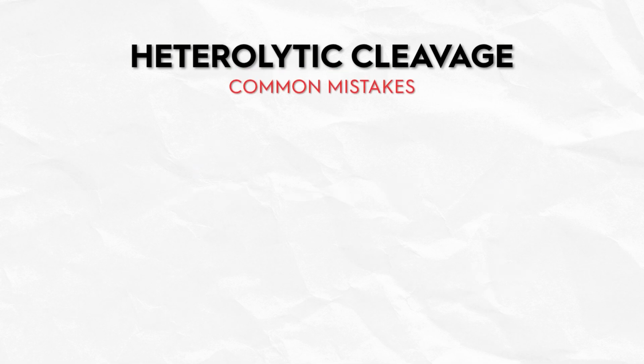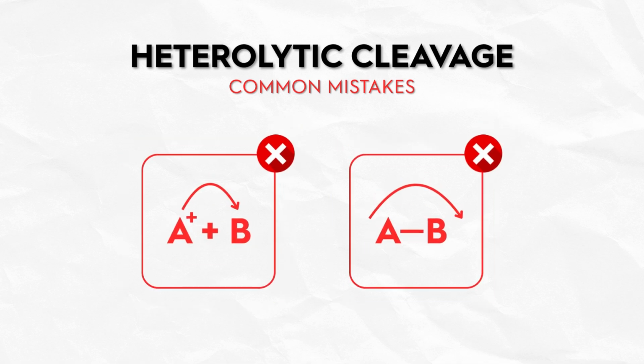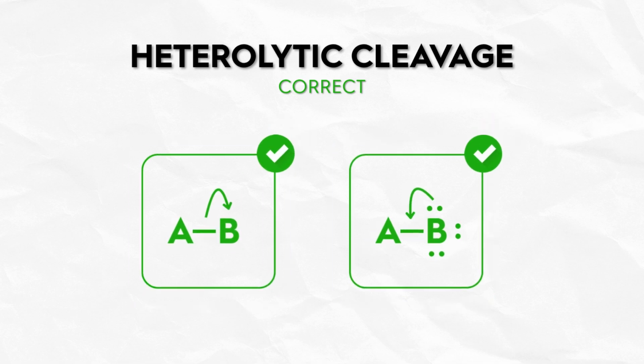Here's a common mistake to avoid. Never start an arrow at a positive charge or empty space. Arrows always come from actual electrons. Since there are no electrons there, arrows must always start at a bond or lone pair and land on an atom or the bonding region being formed.